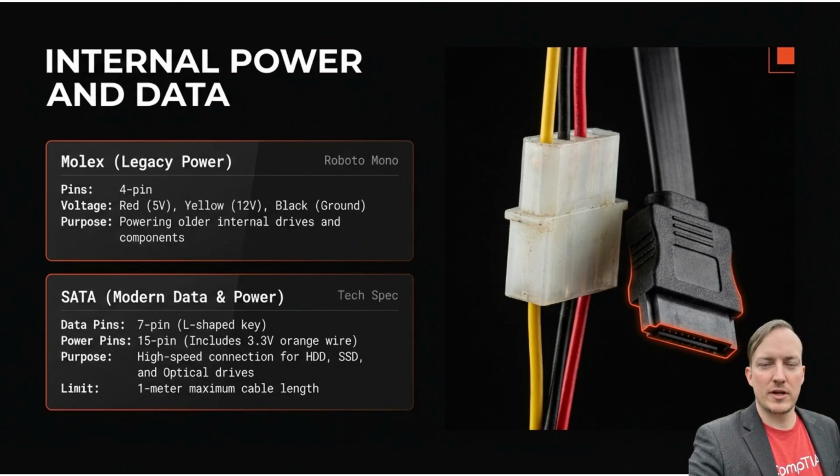SATA splits the duties, a 7-pin L-shaped key for high-speed data, and a separate 15-pin connector for power that includes a 3.3-volt orange wire. SATA is used for your HDDs, SSDs, and optical drives, but be aware of its physical limit. SATA cables have a maximum length of 1 meter.